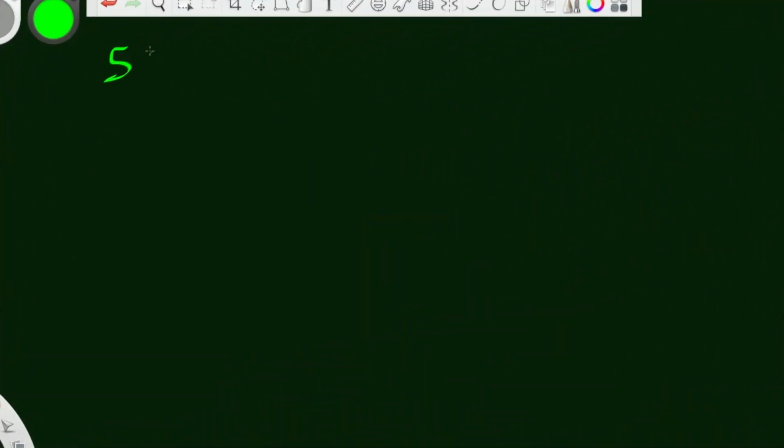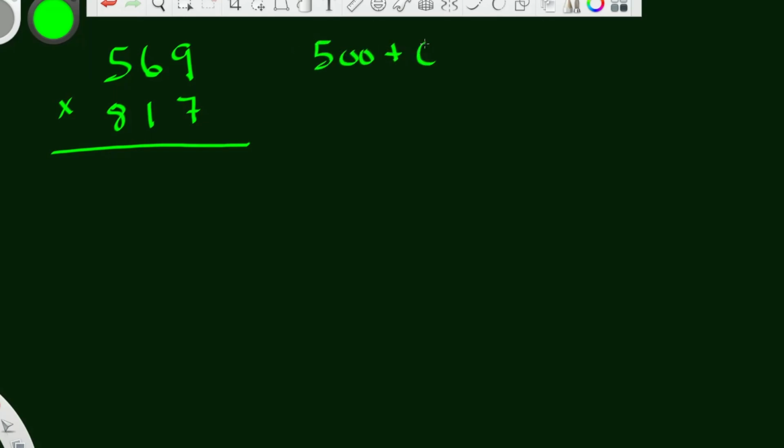Let's do one more. Let's do 569 multiplied by 817. So this one's going to be quite a bit more difficult, but we can do this. We can get through this, Kat. So first off, 569. Let's turn that into expanded form. 500 plus 60 plus 9. 569. 800 plus 10 plus 7. 817.